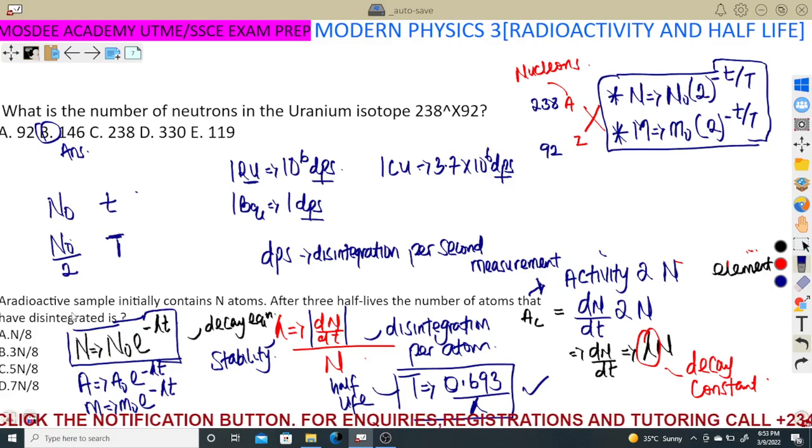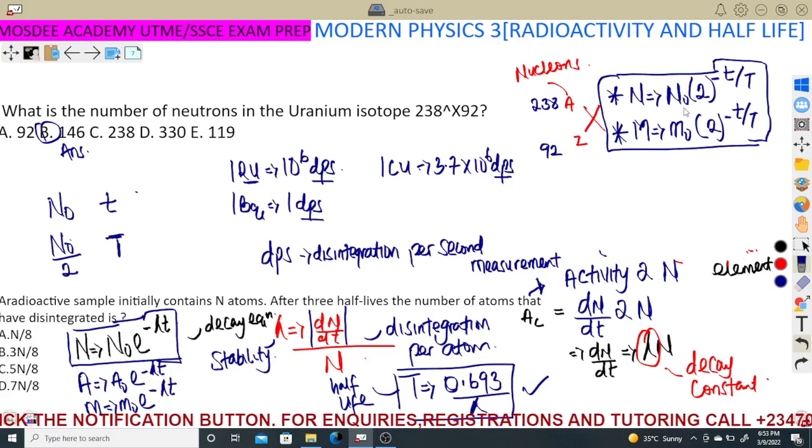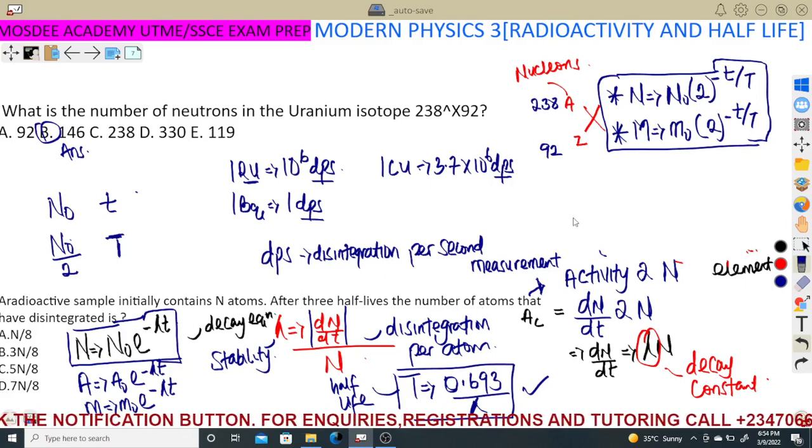Now, this is a simple question. A radioactive sample initially contained N atoms. The number of atoms initially is this. After 3 half-lives, the number of atoms that have disintegrated is that.